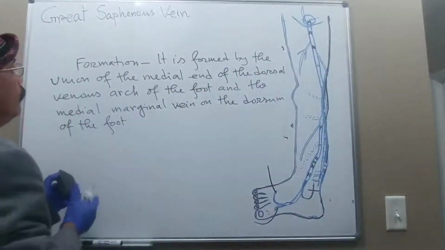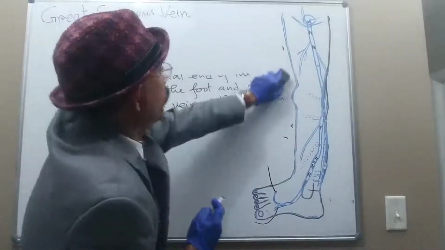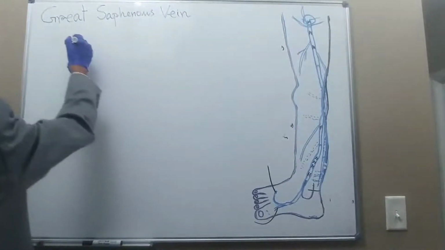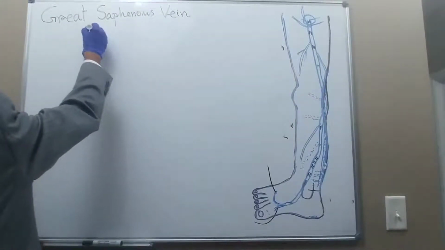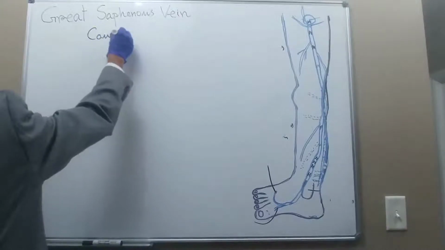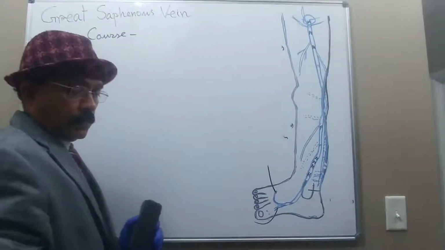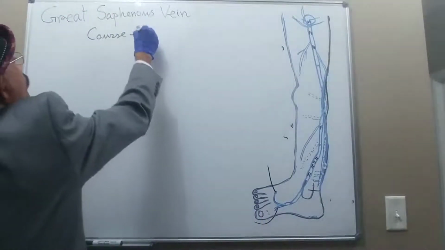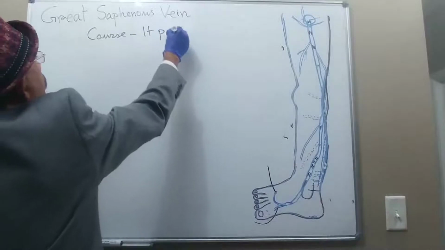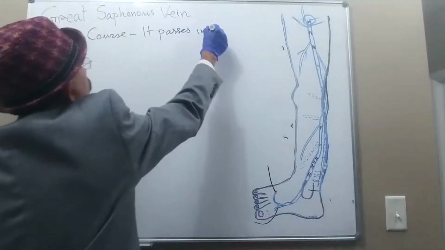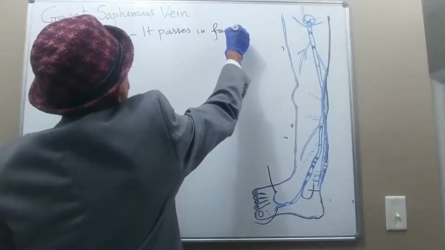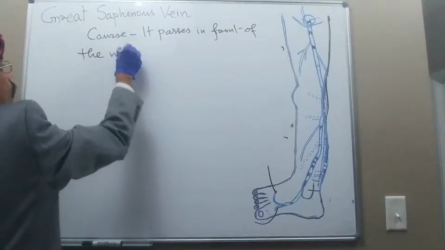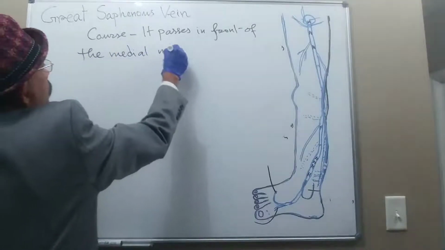Okay, now we go to the course of the great saphenous vein. Course. It passes in front of the medial malleolus.